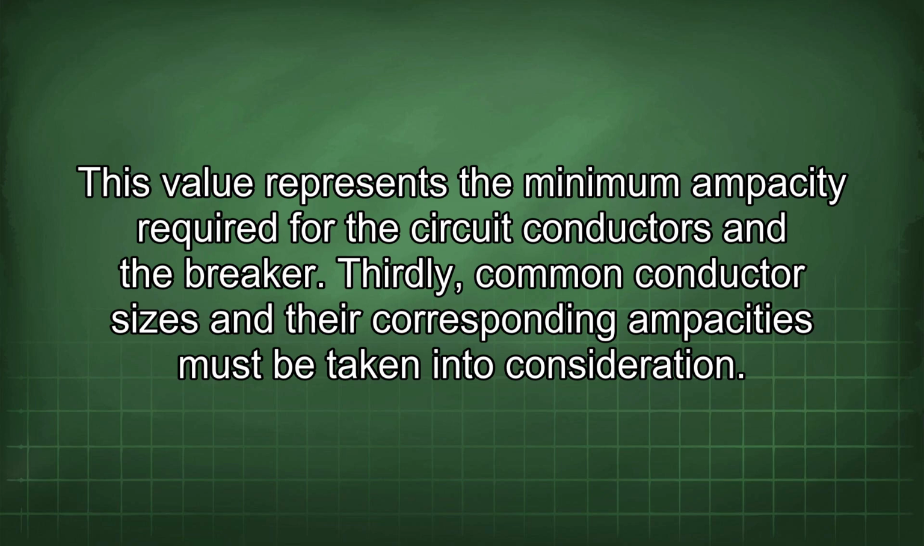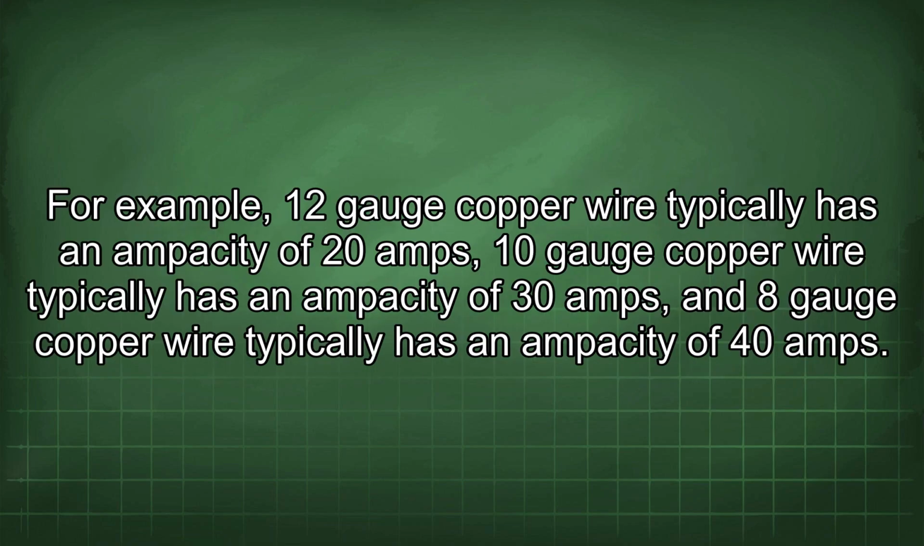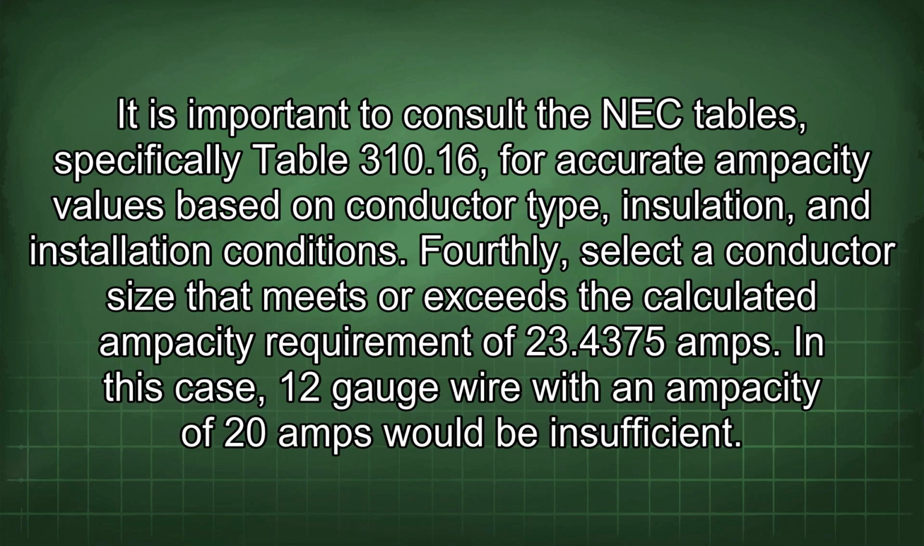Thirdly, common conductor sizes and their corresponding ampacities must be taken into consideration. For example, 12-gauge copper wire typically has an ampacity of 20 amps, 10-gauge copper wire typically has an ampacity of 30 amps, and 8-gauge copper wire typically has an ampacity of 40 amps. It is important to consult the NEC tables, specifically Table 310.16, for accurate ampacity values based on conductor type, insulation, and installation conditions.